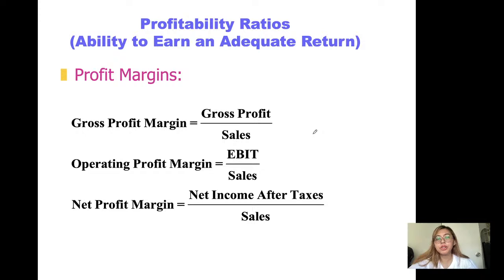So, next is the profitability ratio. So, ginagamit to para ma-identify if talagang kumikita yung company nyo, 'di ba? So, gross profit margin is equal to gross profit over sales. Operating profit margin is EBIT over sales. And net profit margin is equal to net income after tax over sales.